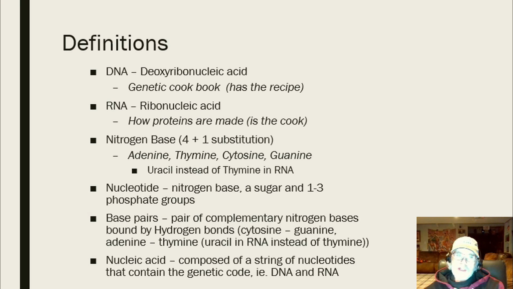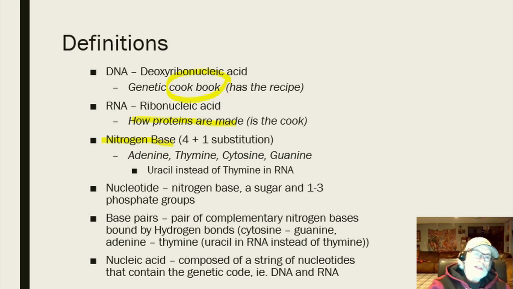Okay, the second definition we should talk about is RNA. RNA stands for ribonucleic acid. Where DNA has the cookbook, the recipe, ribonucleic acid is how the proteins are made. What happens is we get that code from DNA. We look at DNA and get the code for how to make a protein. The RNA is what's going to make it for us. We'll talk a little bit more about RNA, and there are different types of RNA, which we'll talk about shortly.